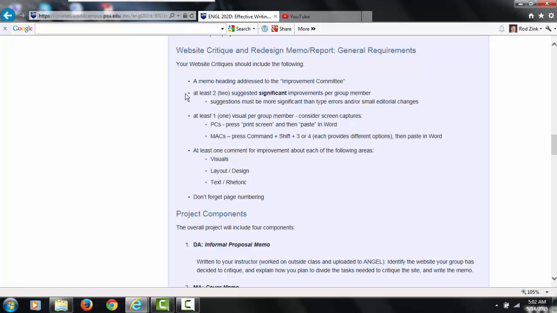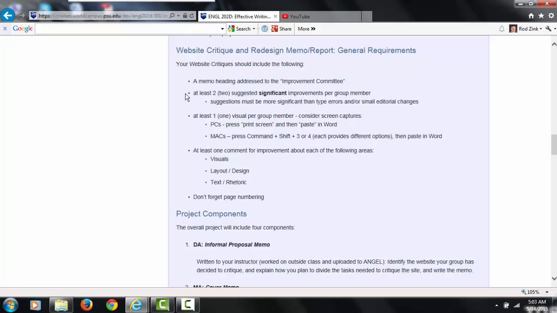So what you can do to figure this out is just multiply all those things times the members in your group. So for instance, if you have 3 members in your group, you could move right back to the first requirement, at least 2 suggested significant improvements, and multiply that times 3. So 2 times 3 equals 6. So you need at least 6 suggested significant improvements for a group of 3. The next one, 1 times 3, you would need at least 3 visuals for a group of 3, and so on.